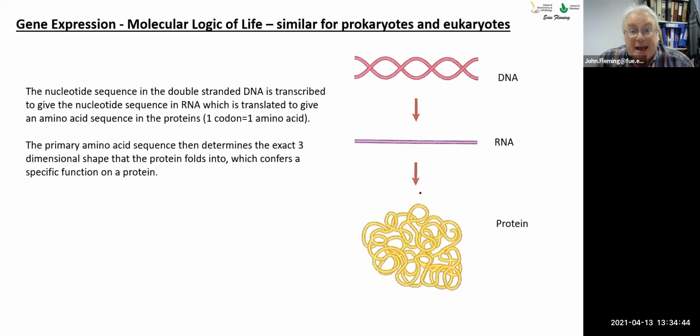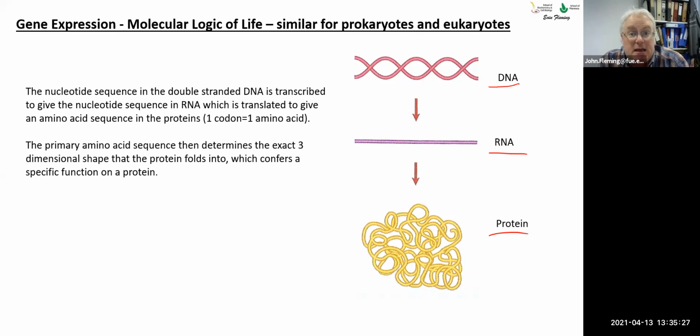So the molecular logic for life, which is what we call it, and this is similar for both prokaryotes and eukaryotes, is that double-stranded DNA, and specifically the nucleotide sequence within it, gets transcribed into a nucleotide sequence in single-stranded RNA. The process that Dr. Gahan will have spoken to you about last week is called transcription. Then that single-stranded RNA is converted into a specific amino acid sequence in a polypeptide chain. And if the polypeptide chain is long enough, we often refer to it as the protein.